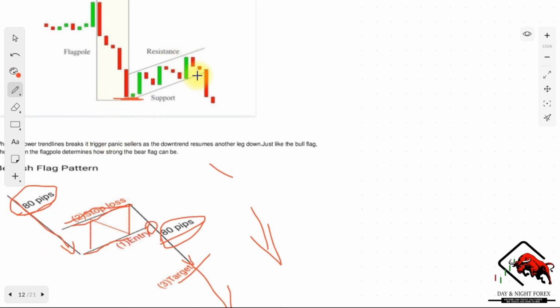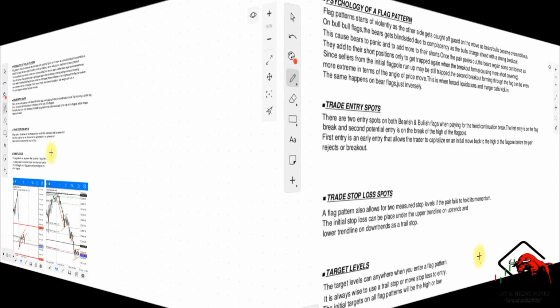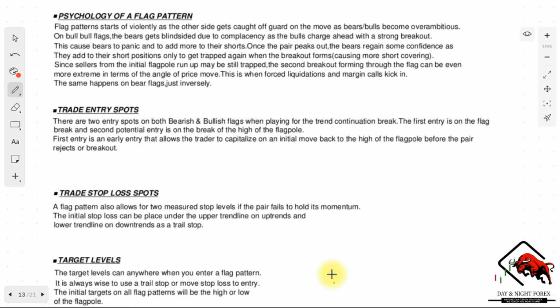But the first one, as we said, is at the break, right? At the break of that support or resistance level. So that is what we mean by the break of the high of the flagpole or the break of the low of the flagpole. So the first entry is an early entry that allows the trader to capitalize on an initial move back to the high of the flagpole before the pair rejects or breaks out.